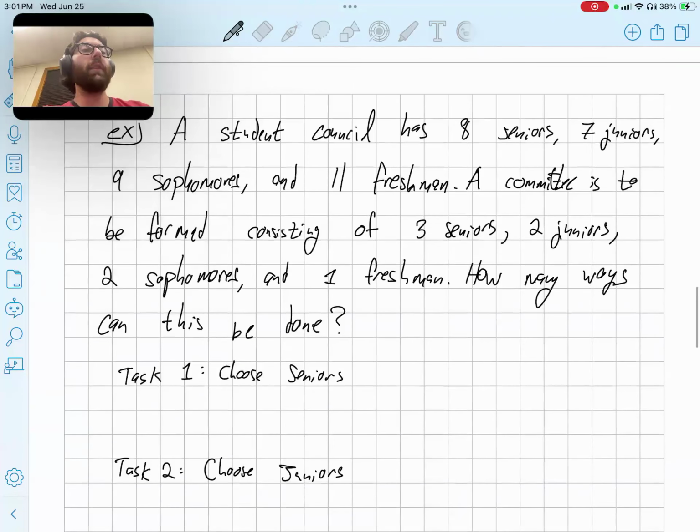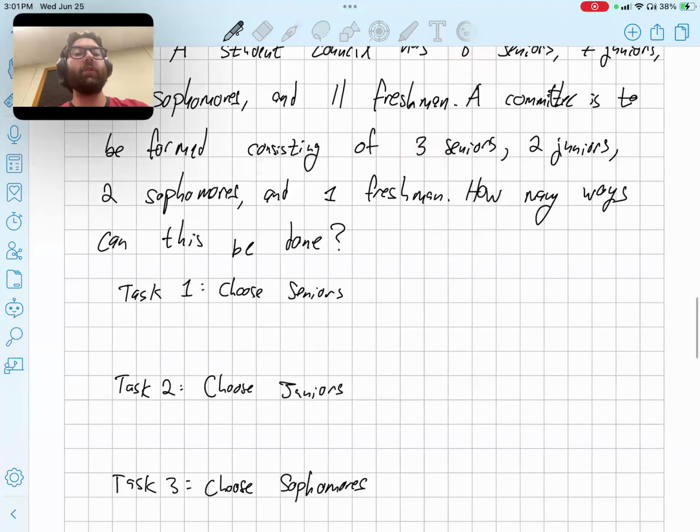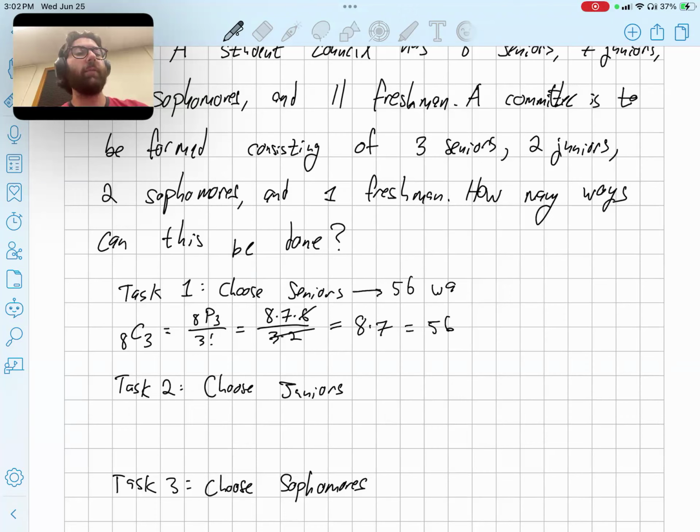So for choosing the seniors, we have 8 of them and we want 3 of them. So this is 8 choose 3. So that's 8 permute 3 over 3 factorial, which is 8 times 7 times 6 over 3 times 2. 6 is still equal to 3 times 2, so this is 8 times 7, which is 56. So there's 56 ways to choose the seniors.